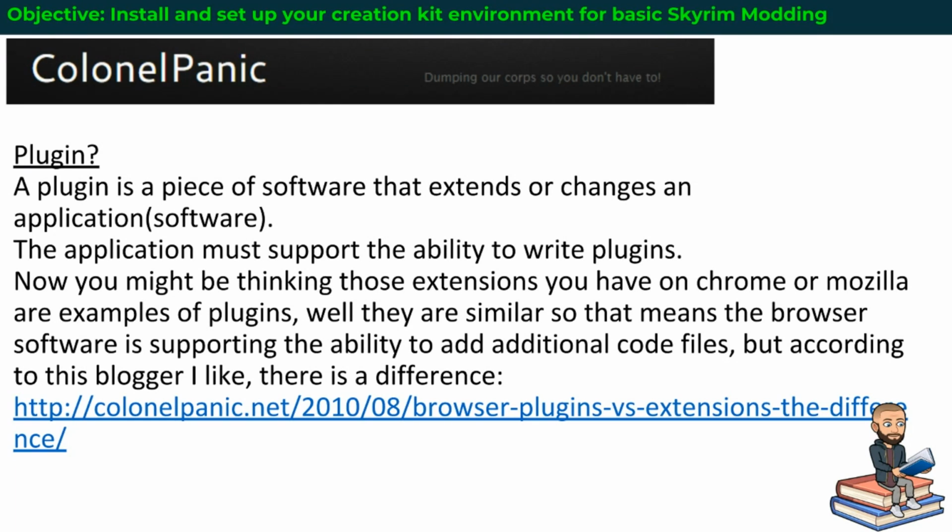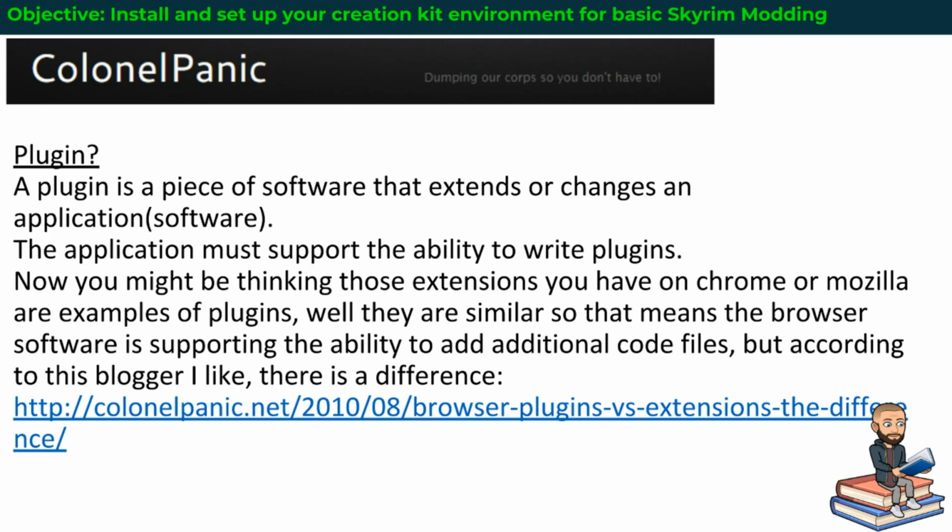What is a plugin? It is a piece of software that extends or changes an application. The application must support the ability to write plugins, so that needs to exist in the first place. The original creator of whatever that application is would determine that ability. Now you might be thinking, those extensions you have on Chrome or Mozilla are examples of plugins? Well, they're similar. Your browser is supporting the ability to do something. A lot of you have Grammarly on your Chrome, or you might have Stylish, so you can make different web pages look whatever color you'd like.